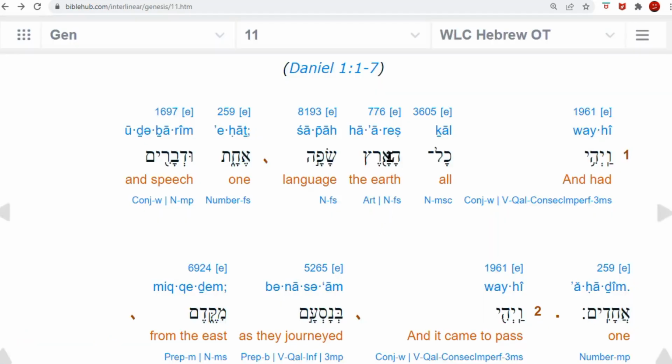So when you see this word, the earth, in the Bible, it's not. It's all the other planets. It's the earths. It's all the planets in the arch. It's in the heavens, not this one we're here on. And so this and had all the earth language one and speech one. That's not what it's saying.